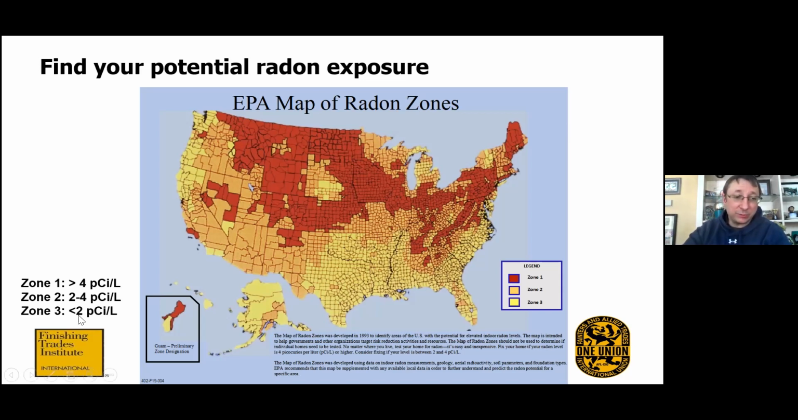And then if you're in zone 3, it's less than 2. Now, don't take this as certainty. You might live in one of these red sections and you might have lucked out. You might have gotten no uranium deposits beneath you.